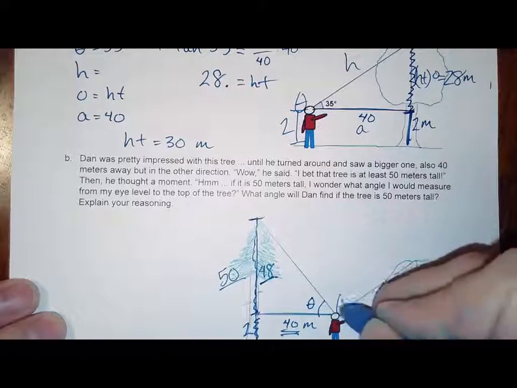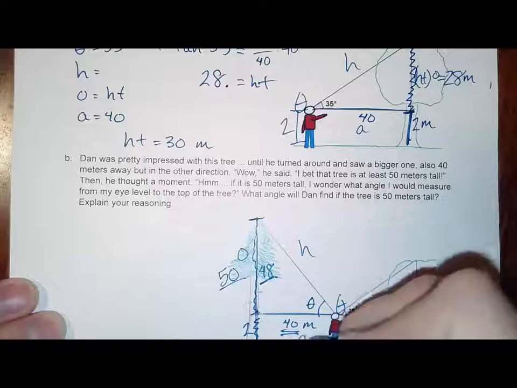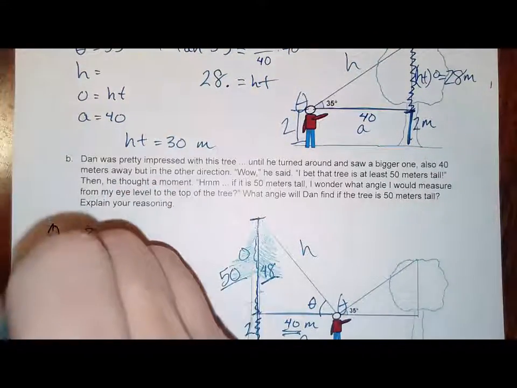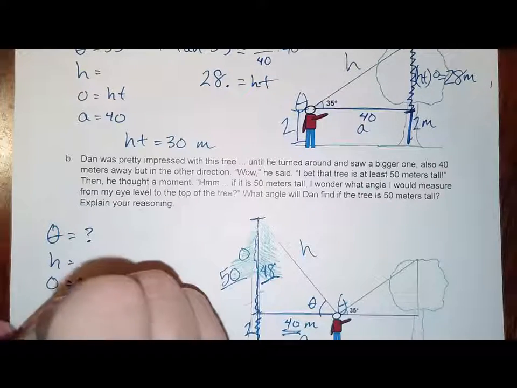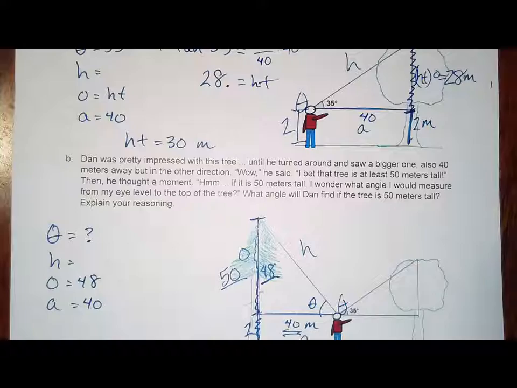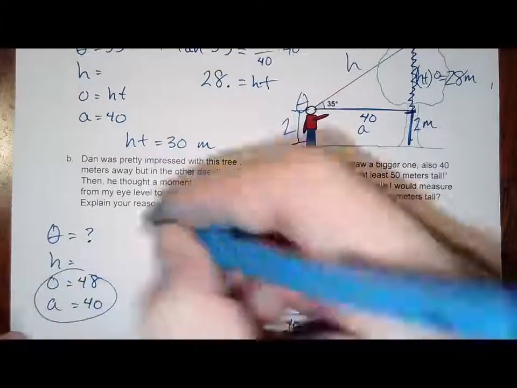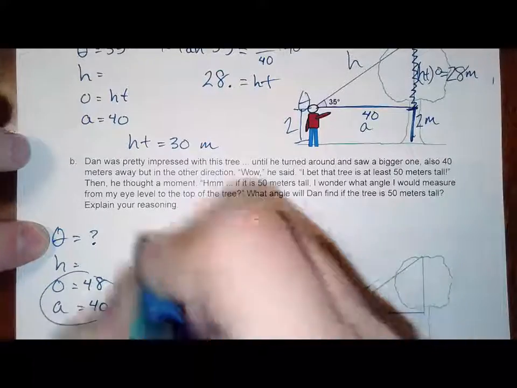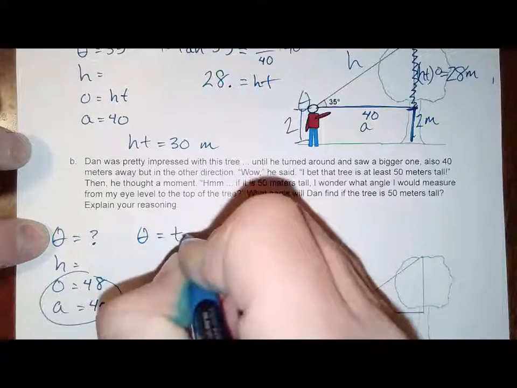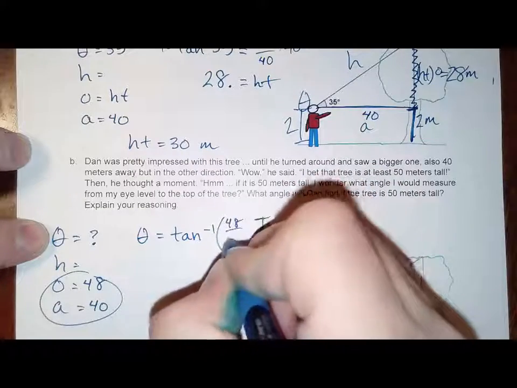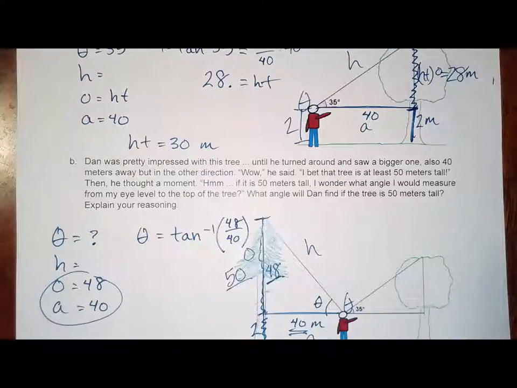Okay, step 1, label, list. Okay, once again, it's a tangent because we know we have O and A. But because we don't know the angle, tan inverse. I just jumped right to it. I didn't show the middle step of the fill in the blank.